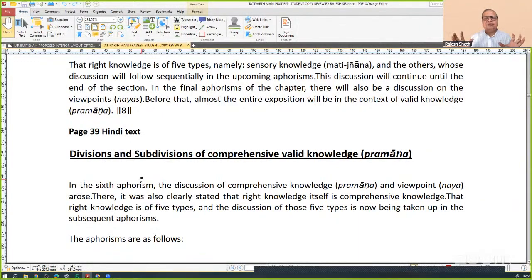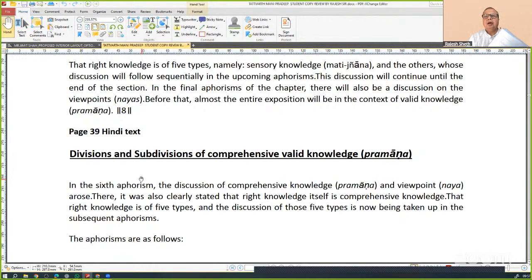So this comprehensive valid knowledge is of 2 types, direct and indirect. Pratyaksh and paroksh. Pratyaksh is direct and paroksh is indirect. Again, indirect is divided into 2, mati and shrut, sensory and scriptural knowledge. And the direct is of 3 types. Avadhi and Manahparyay are partially direct, and Keval Gyan is completely direct. So there are 5 types of knowledge, divided into 2, direct and indirect. That is what we are going to study in the next few aphorisms. So 9, 10, 11, 12, these 4 aphorisms deal with this.